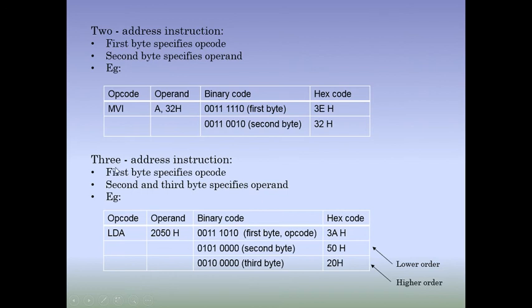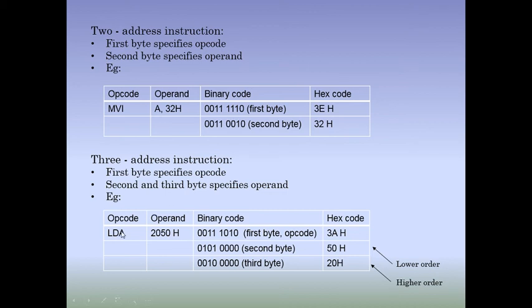Okay, and the last category, that is the fourth category, is 3 address instruction. And of course it will require 3 addresses, means 3 memory locations, or ultimately 3 bytes to get this instruction stored in memory. So the first byte will specify the opcode, and the second and third bytes specify the operand. So in total we have 3 bytes. The first byte will store the opcode and the remaining 2 consecutive bytes will store the operand. So of course the operand is of 16 bits here, means 2 bytes.